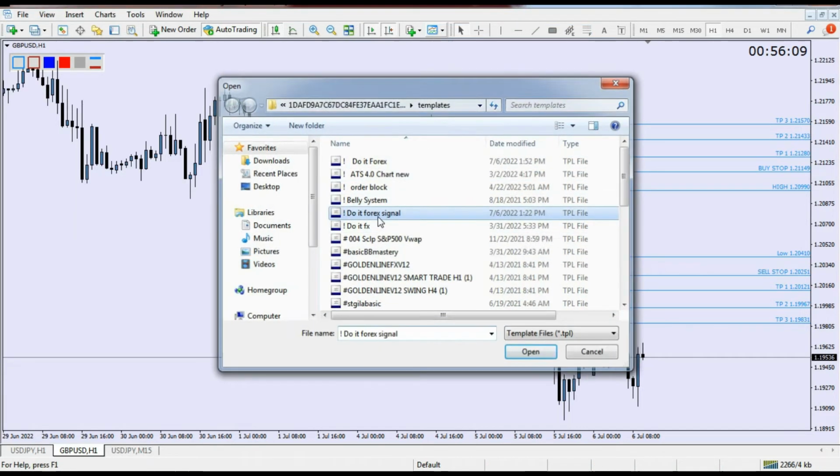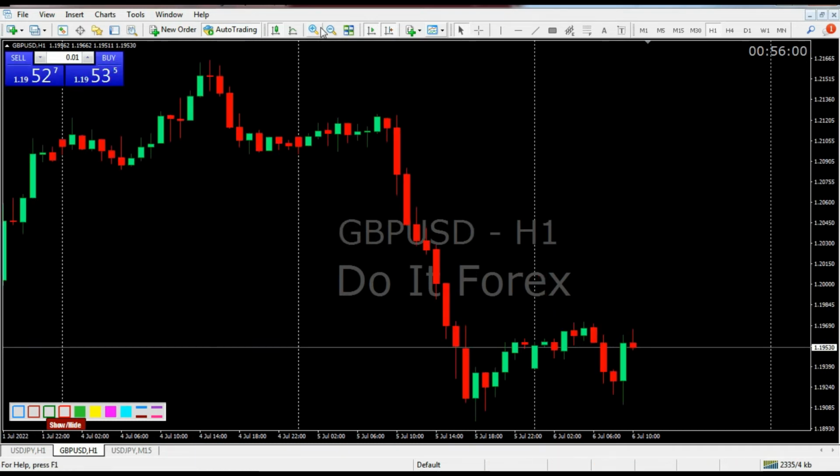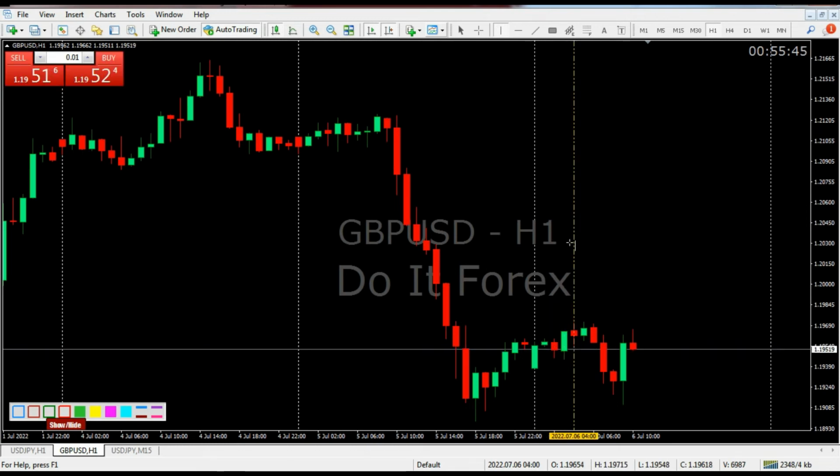We choose any currency. We go to the 1 hour chart. We enable the daily line, and we count from the left to the right: 1, 2, 3, 4, 5, 6. So this is the 6th candle.